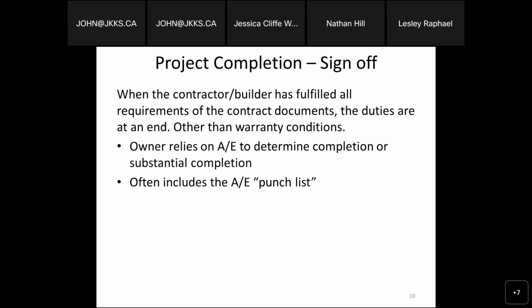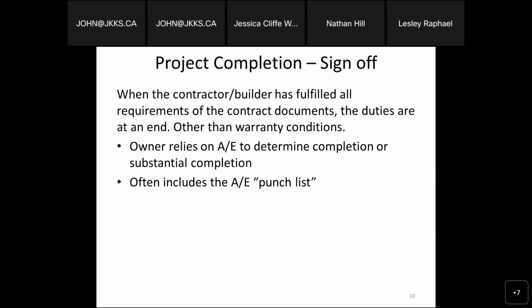I want to talk a little bit next about project completion and the sign-off. When the contractor or builder has fulfilled all the requirements of the contract documents, the duties are at an end, other than the warranty conditions or other information that has to be handed back over to the owner. So the owner relies on the architect or engineer to determine completion or substantial completion on any project, unless they are doing it on their own. It often includes what they call punch lists. I like to call it the list of incomplete work or deficiencies.